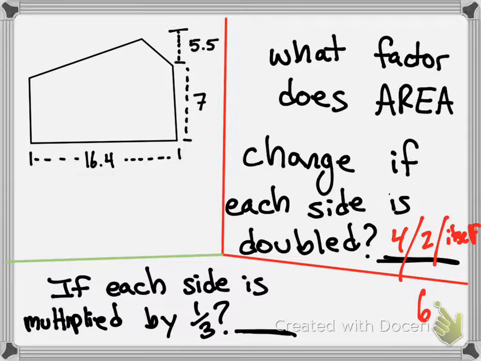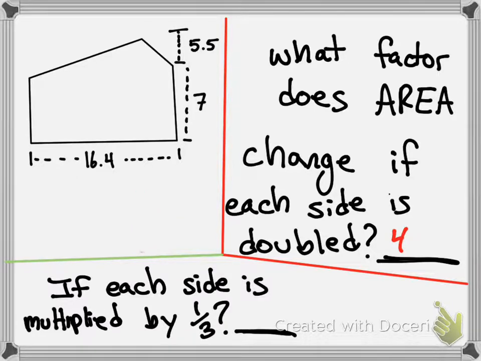I'll tell you. The correct answer is 4. It increases by 4. Gore, how'd you get 4? Exactly, because it's the area. We're doubling everything, and with area, we're multiplying our base times our height. It becomes 2 times 2, or 2 squared, and that's 4.